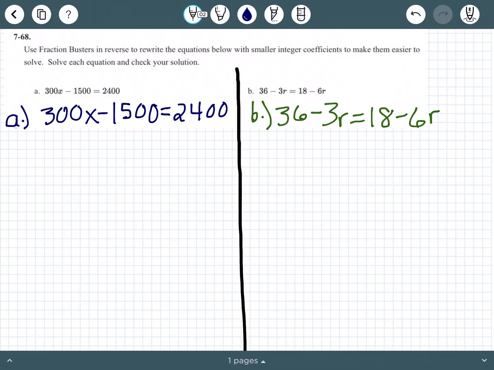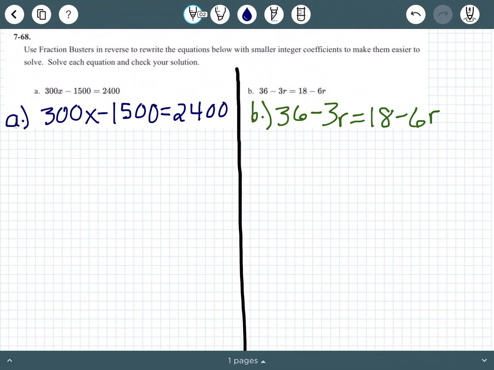Okay, let's have a look at problem 768. It tells us to use fraction busters in reverse to rewrite the equations below with smaller integer coefficients, to make them easier to solve. Solve each equation and check your solution. Okay, so let's start with part A.